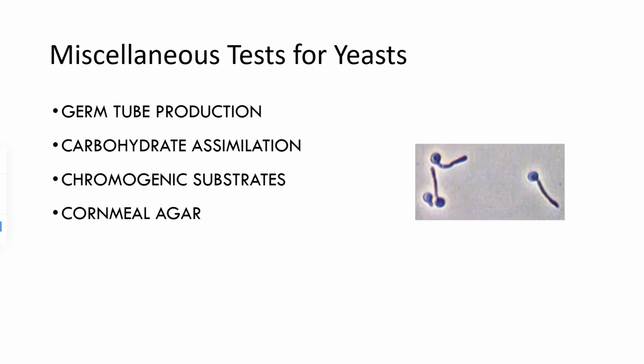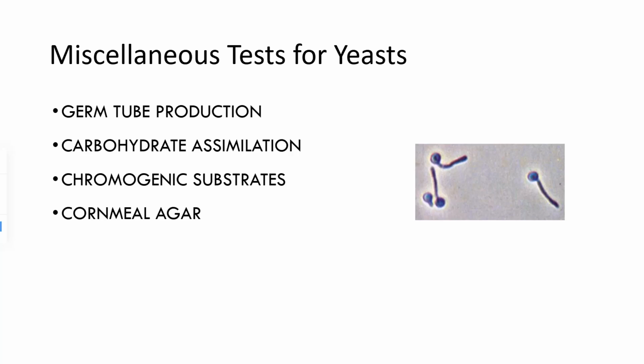Miscellaneous tests for yeasts, germ tube production. So Candida albicans produces a germ tube. So here's your yeast cell and a germ tube. If exposed to serum, this yeast cell will grow out this germ tube, and it looks like a tail that grows out of the yeast cell. So if that happens, then we kind of know that it's Candida albicans.